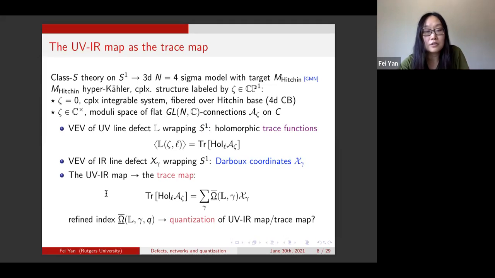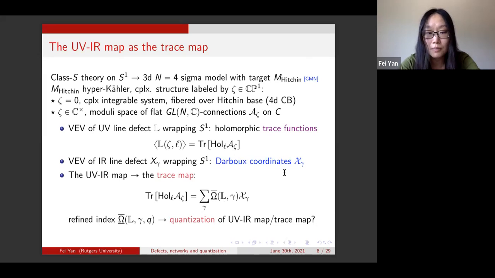So in this sense, this UV-IR map could be interpreted as a trace map, expanding the trace or holonomy of a flat GL(N,C) connection along some little loop L on C, expanding it in terms of Darboux coordinates chi gamma with some integer coefficients, where these coefficients were defined earlier, namely the BPS indices.